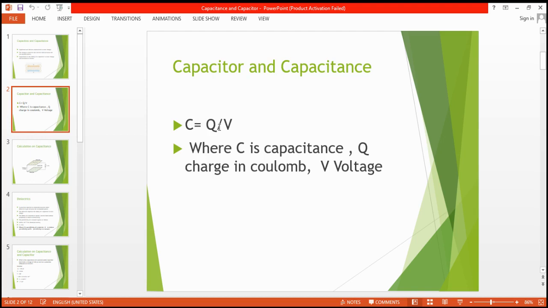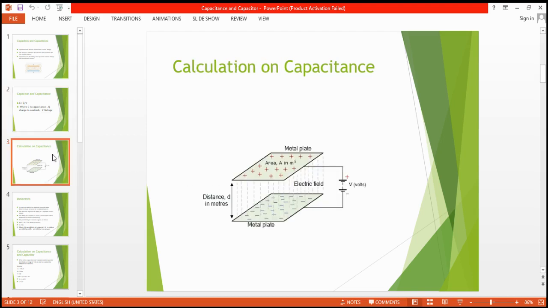Then we can see the formula, how to come up with the capacitance, and this is given by C equals Q over V, where C is capacitance and Q is the charge in coulombs. V is the voltage. Then in the next slide, we can see the 3D illustration, and you can see how the charge is distributed on this plate of a given area, in meters squared, and it is supplied by a particular voltage.